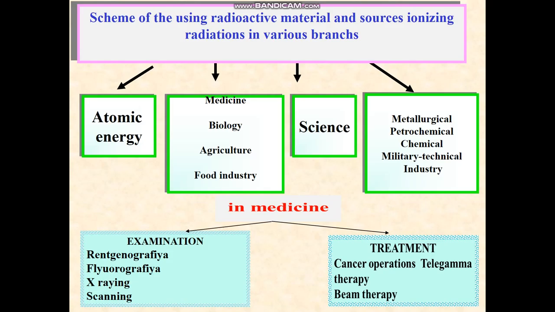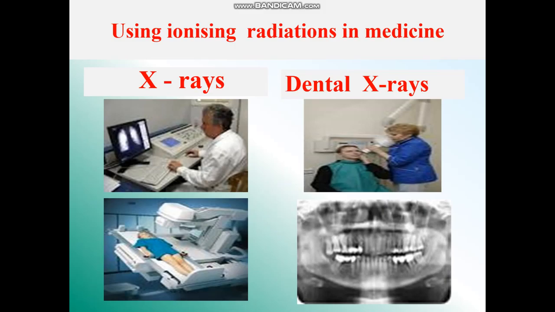Today, radioactive material and sources of ionizing radiation are used in various branches: atomic energy, industrial enterprises, for example metallurgical, petrochemical, chemical, military technical industries, medicine, biology, agriculture, the food industry, and others. Ionizing radiation is used in medicine for diagnostic purposes, X-rays and scanning, treatment, teletherapy with gamma rays, radiotherapy, scientific research, and others. The discoverer of X-rays was a German physician, Konrad Röntgen, who was working with unknown rays in his laboratory. In 1895, he named them X-rays.